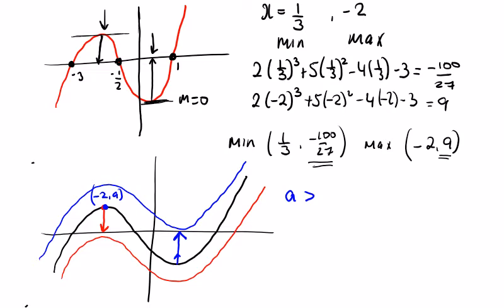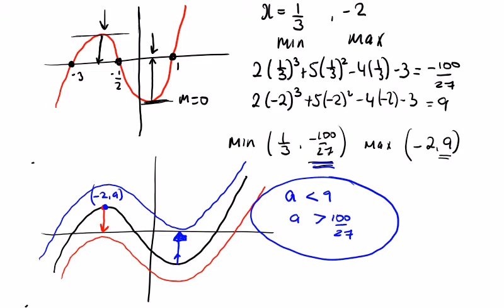Well, no, it's going down, so it has to be taken away 9. A would have to be less than 9 at that point. And we're going up here, so it would have to be greater than, and what was this point, 100 over 27? So a would have to be greater than 100 over 27 to shift that graph up more than 100 over 27 to get above the x-axis. So these are my two answers for the last part of this question.